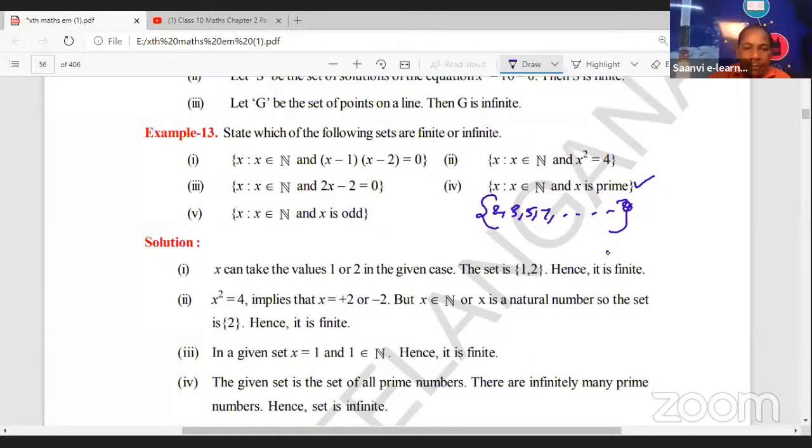And see the fifth example, x such that x belongs to N, natural numbers, and x is odd. So what are the odd numbers here? Odd numbers 1, 3, 5, 7, 9, 11. These are all odd numbers. Are they finite or infinite? So many odd numbers are there, uncountable. We cannot count them. So this set is an infinite set.